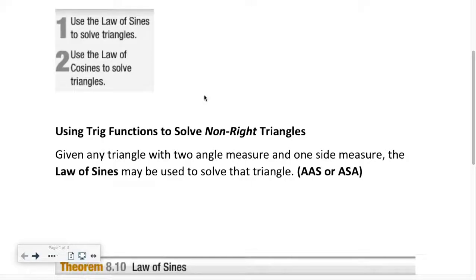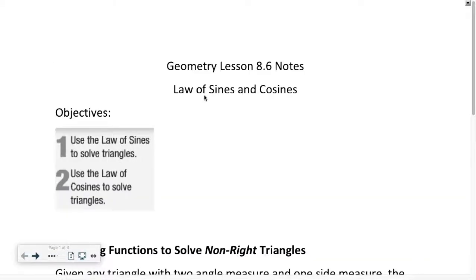Today we're talking about lesson 8.6, law of sines and cosines. It's going to be a pretty challenging lesson. It's really plugging in a lot. Can you use your calculator? Can you plug in, use your calculator in the order of operations? There is a lot that goes into these problems, so pay close attention, and we'll get through it.